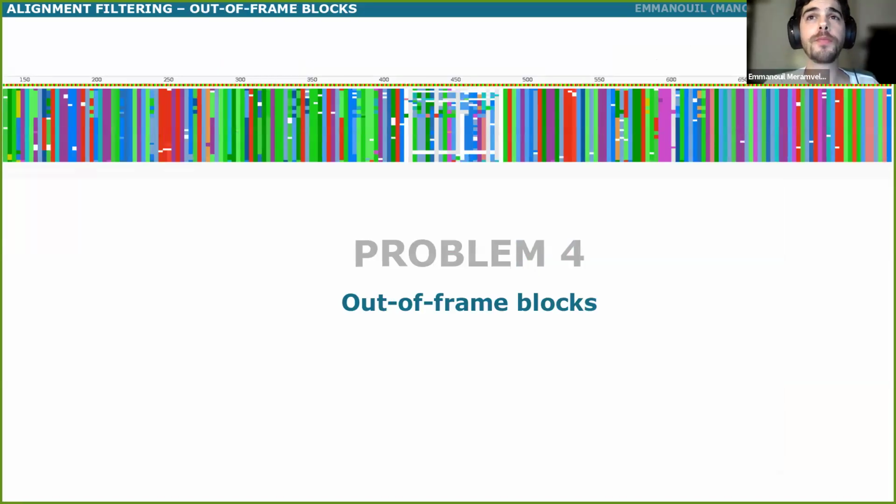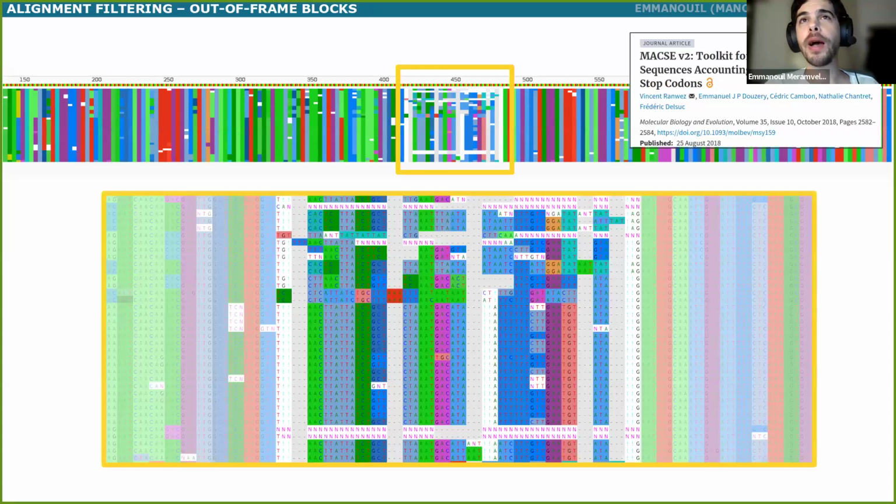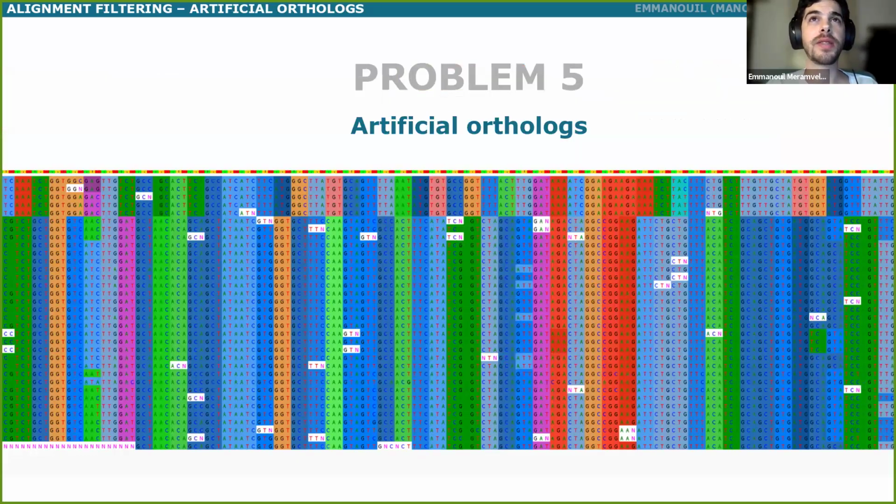The fourth problem, which is related to the one before, is out-of-frame blocks. Again, this type of problem is probably due to an intron being incorporated. So again, we remove such alignments. And the final step was the fact that we saw the presence of artificial orthologs. You can clearly see there are two very distinct blocks here.